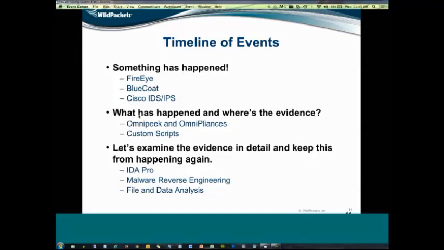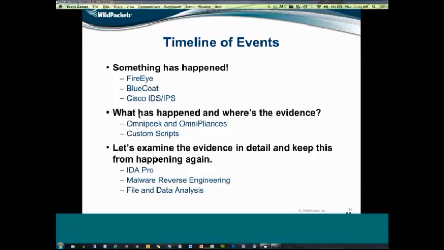All right. So a timeline of events here, I just want to give some context as to where OmniPeak and OmniAppliances and all of this stuff fits into the equation. Typically we know something happened because our FireEye, our Blue Coat, our Cisco infrastructure has alerted us to something. And really where OmniPeak shines as far as my workflow is right after that point. Because while these other solutions that we see at the top there, like the FireEyes and the Blue Coats, are great at saying, hey, something's happened, we need something else to say, okay, what happened specifically? Give us details of what happened.